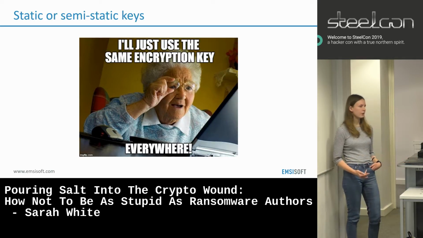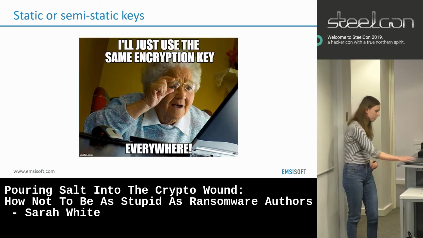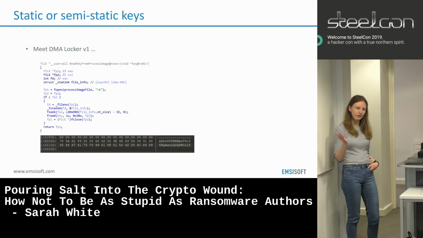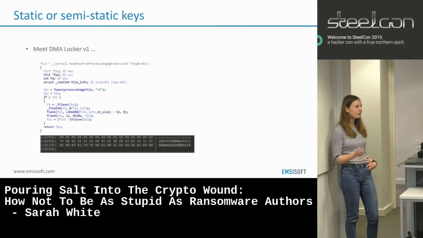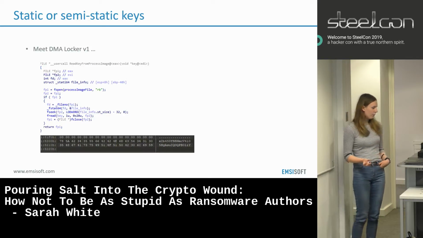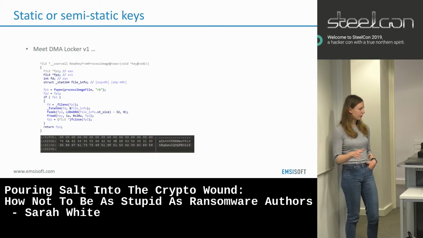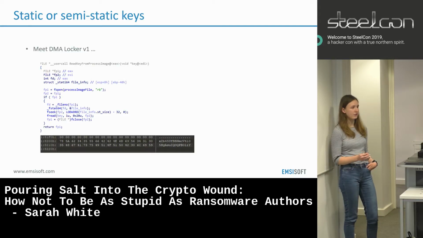Moving on to static or semi-static keys. So meet DMA Locker. DMA Locker is a ransomware family that's going to come up a few different times because they had a few different goes at cryptography before they got it mostly right. DMA Locker had a relatively good first iteration. They used AES to encrypt files, and they used a commonly reviewed implementation of it. That was fine. However, where did they get the key from?